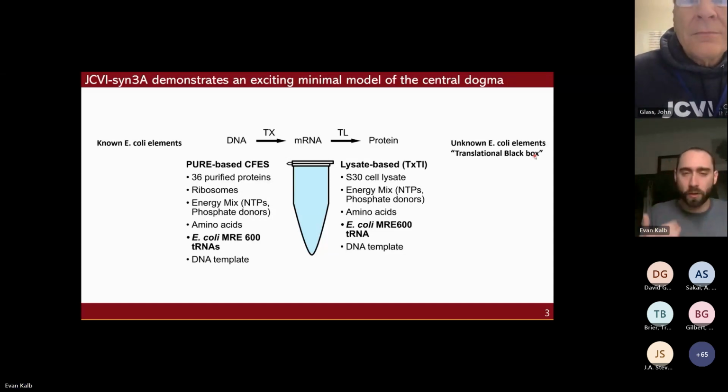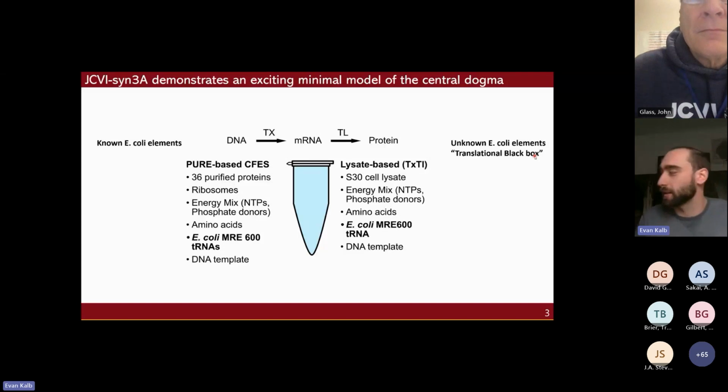There are ancillary reactions going on that are important for increasing the yield. So what's interesting about JCVI Syn3A is it toes this line between being closer to PURE in terms of its simplicity, but still is a self-replicating central dogma.